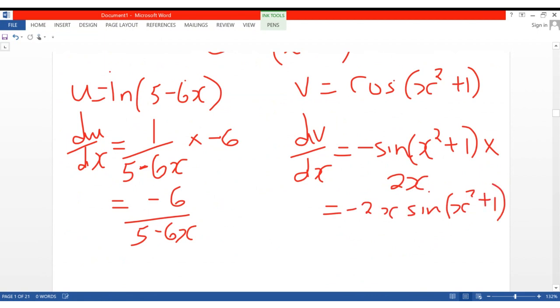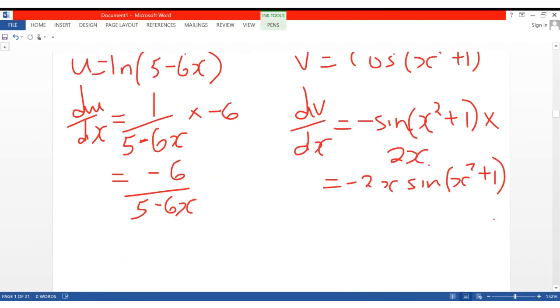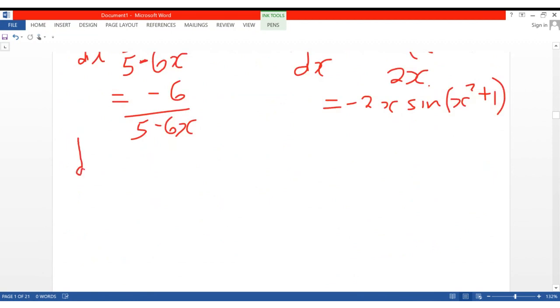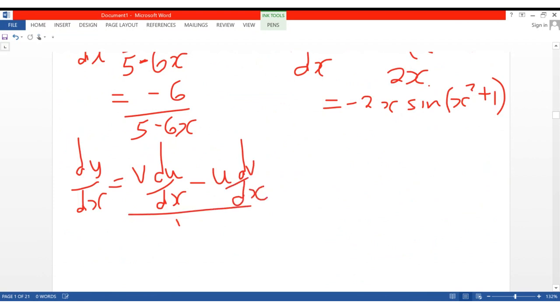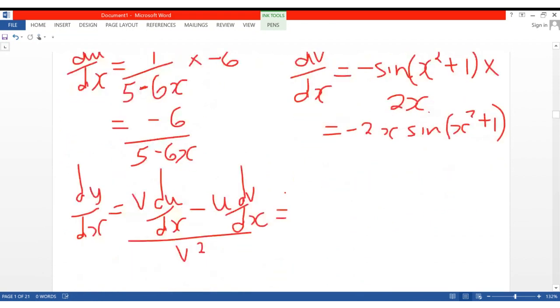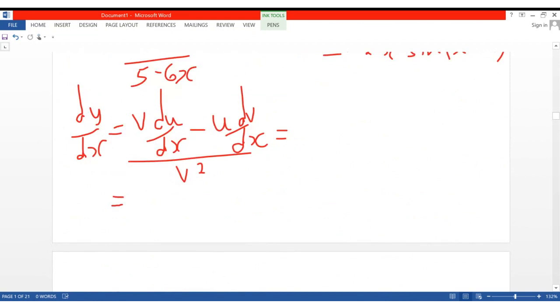Now I'll just apply the formula. I think the hardest thing is remembering the chain rule, what I'm doing, but the other thing is just applying the formula. So the formula dy all over dx will be given by v du all over dx minus u dv all over dx, all over v squared. Let me take my v. I go back. My v is this one, cos. My v is cos(x squared plus 1).